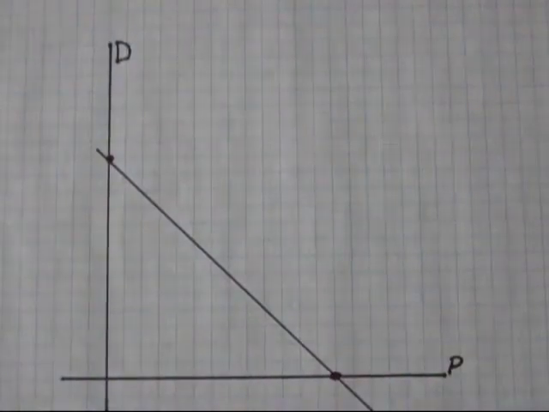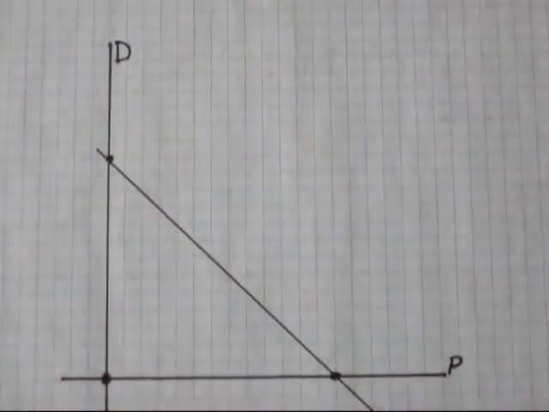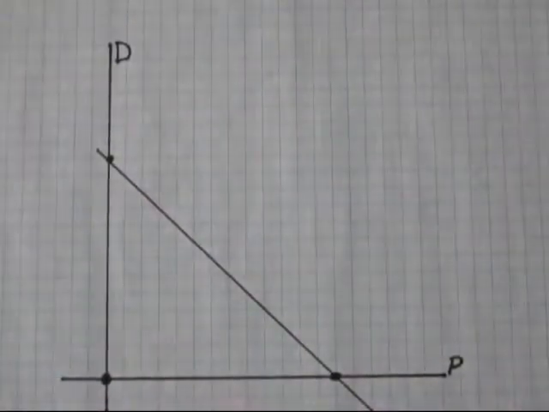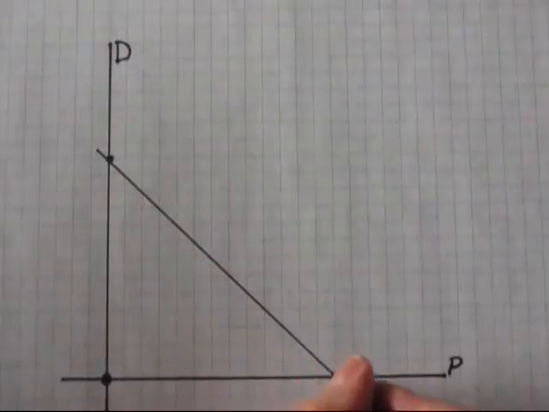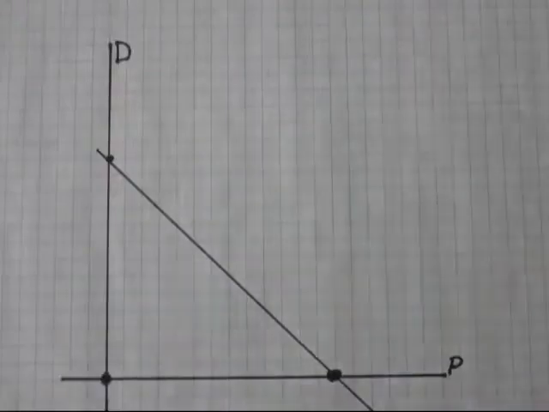The revenue is price times demand. When the price is zero, regardless of demand, the revenue will be zero. And a high price times zero demand is also zero. So the revenue for any commodity looks like this.